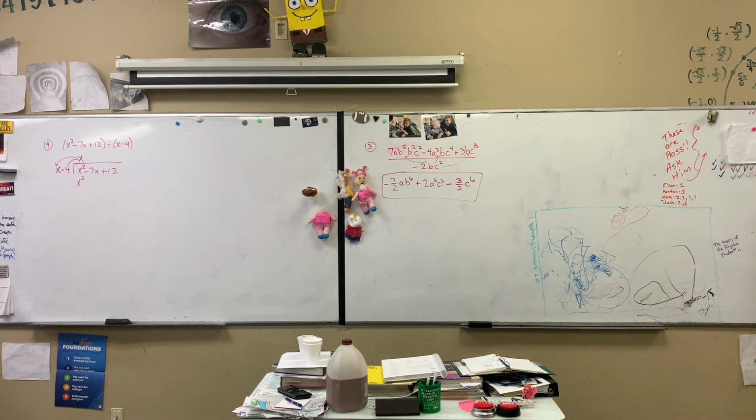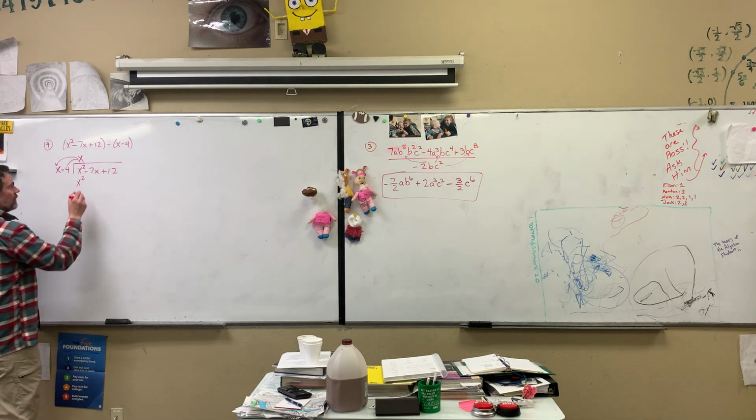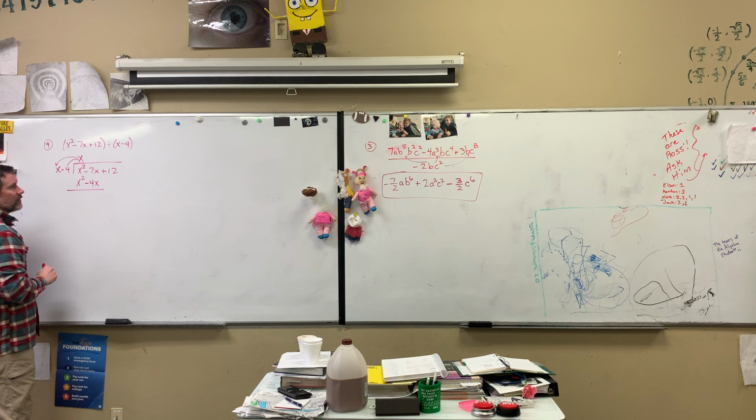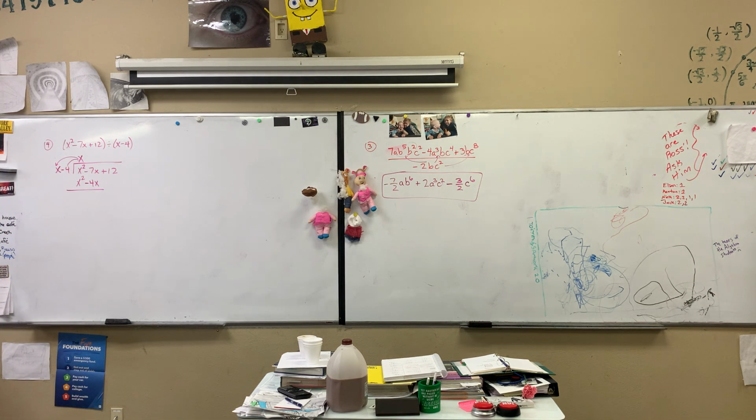What's x times negative 4? Negative 4x. Now, what we notice is that the first terms here in polynomial long division always should be the same. The first terms will always be the same. Second terms may or may not be the same. In this case, they're not. However, you'll notice the x squareds match, and then what else matches? The x's match. That's important for us.